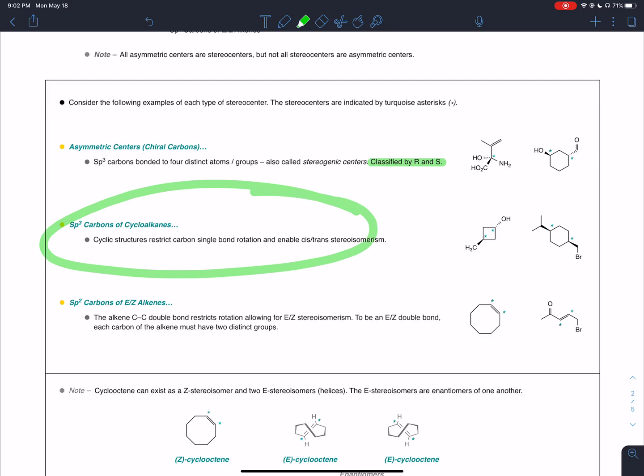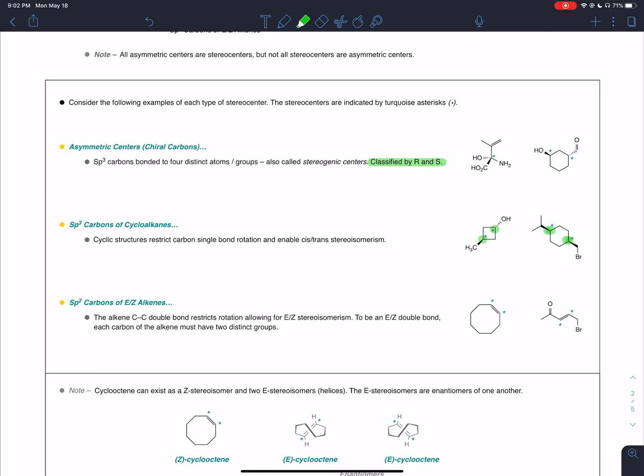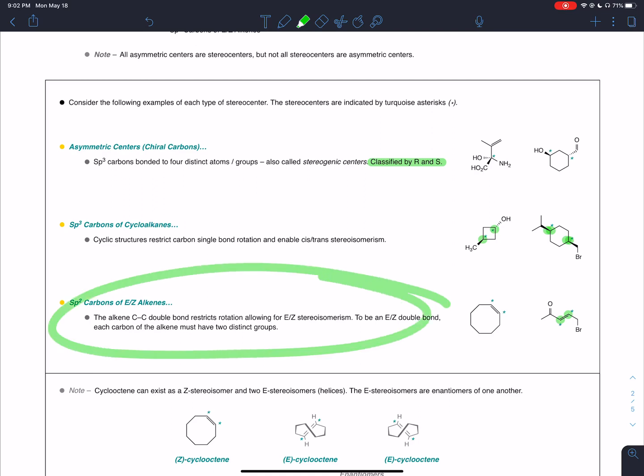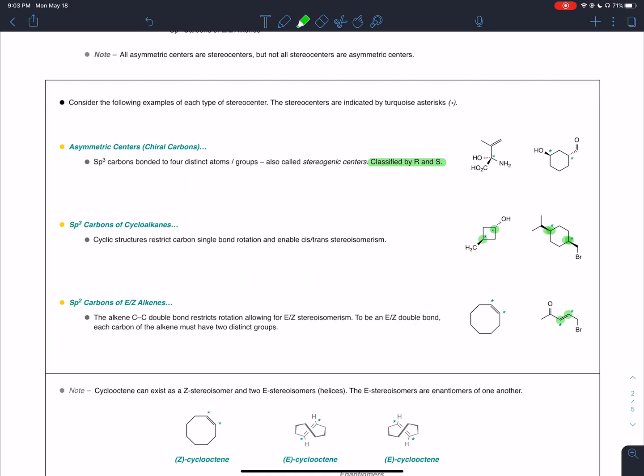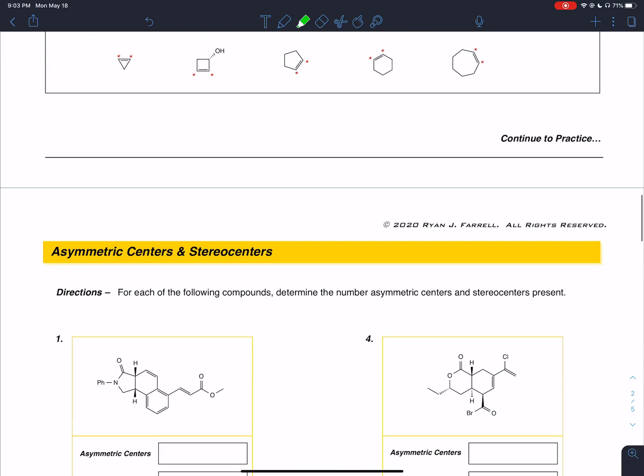We have the carbons of cycloalkane rings, the sp3 carbons, where we see cis-trans stereocenters. Those are not asymmetric centers, but we do see the cis-trans isomerization. And then we also have EZ stereocenters, where we have the sp2 carbons of double bonds that could be classified as E or Z.